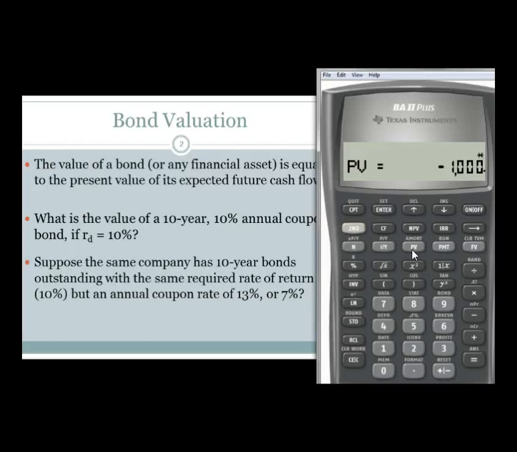Okay, the last bullet on the slide there says, suppose the same company has 10-year bonds outstanding with that same required rate of return, which is another way to refer to yield to maturity or R sub D, 10%, but annual coupon rates of 13% or 7%. What is the present value then?